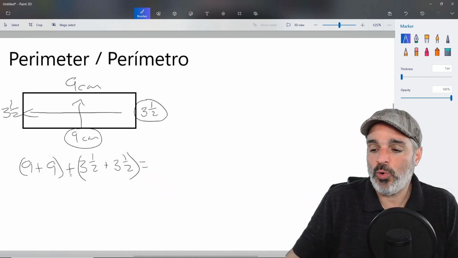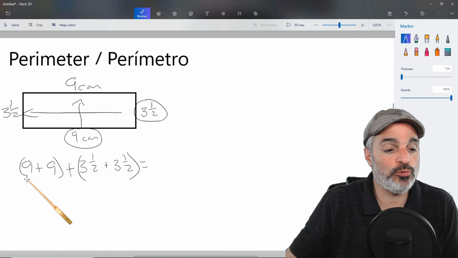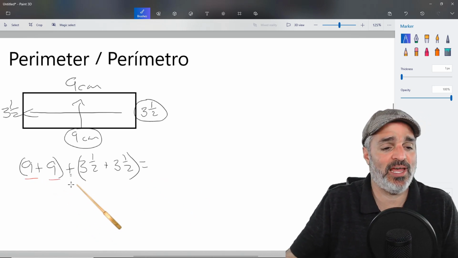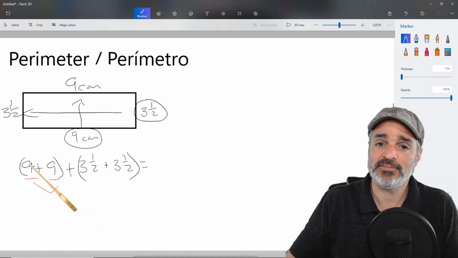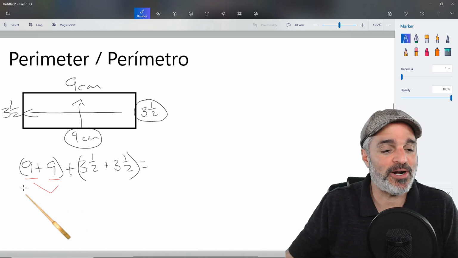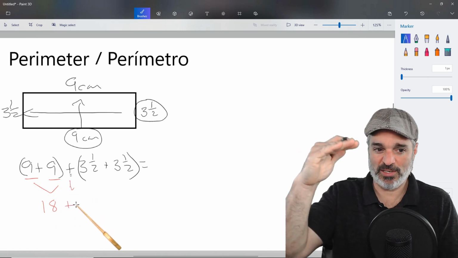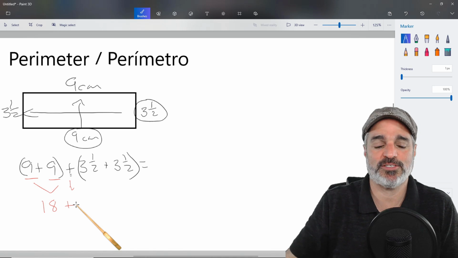Okay, so what do we have here? We have two whole numbers, 9 and 9. Can we add 9 plus 9? Of course we can. And for 5th graders, this just turned into a PEMDAS problem, right? So 9 plus 9 is 18. So I'm going to drop this plus sign here too, because I'm solving it like I would a PEMDAS problem.